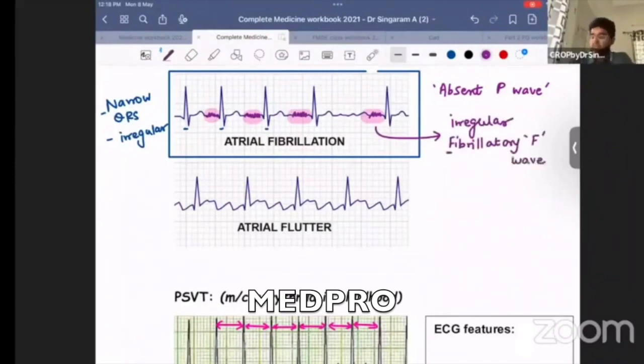Okay, right? So these are the 3 characteristic findings which I want you to remember from this ECG. One is narrow QRS. Second, it's an irregular rhythm. Third, there is no regular P wave. Here you are having an irregular fibrillatory F wave.